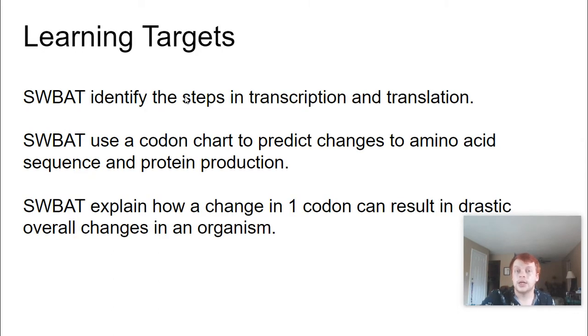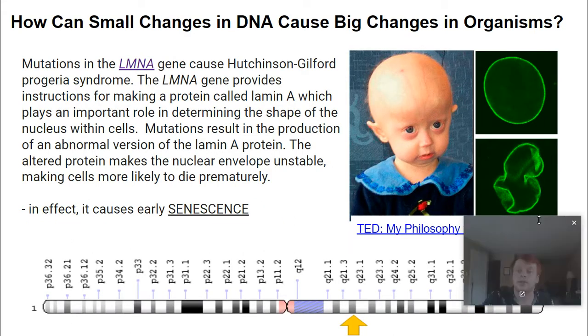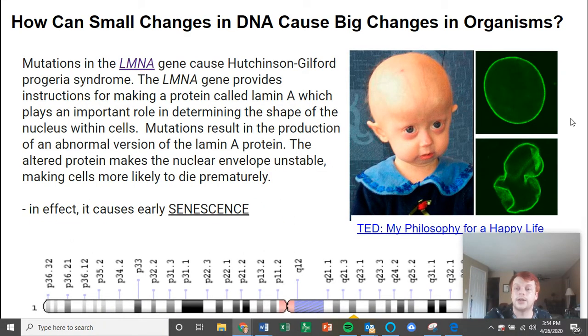So after today, you guys should be able to identify the steps in transcription and translation. These are the final parts of the Central Dogma, or how proteins are produced. You should be able to use a codon chart or a wheel to figure out what happens to an amino acid sequence. And then you should be able to explain how a change in one codon can result in drastic changes to an organism. And this actually answers that final learning target that you have for today.